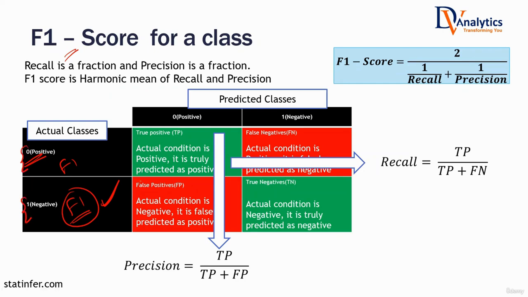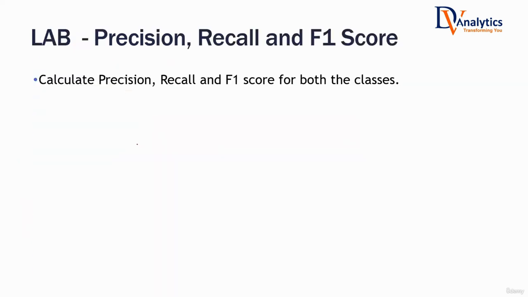Whatever we discussed until now, are you comfortable with that, all of you? Yes. Basically, if you summarize the whole story, we are focusing on one class because both the classes are not equal for me. There is a class imbalance. So the next lab exercise is calculating precision, recall, F1 score for individual classes. Go ahead, execute that code.